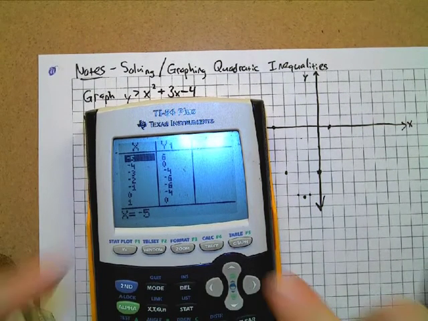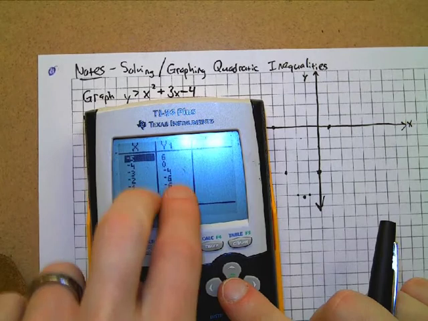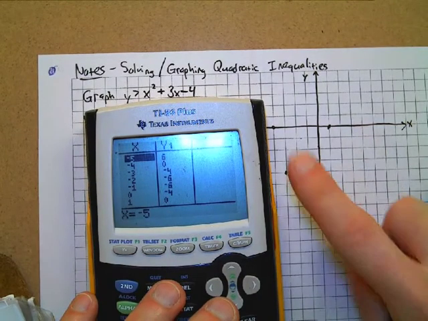So again, just using my table here, those are my x and y coordinates, and I'm just applying those points. Get the nice curve there.